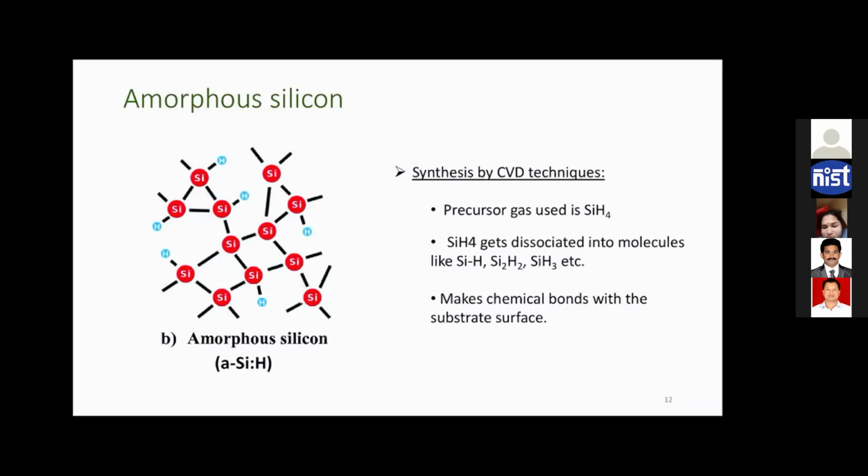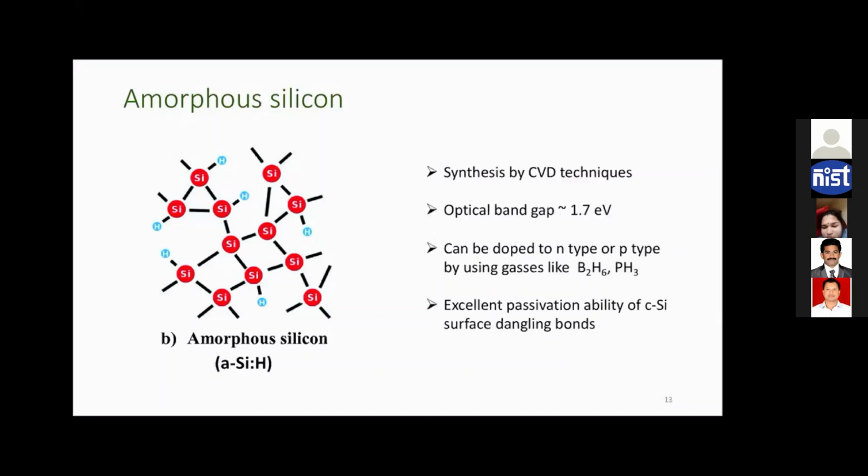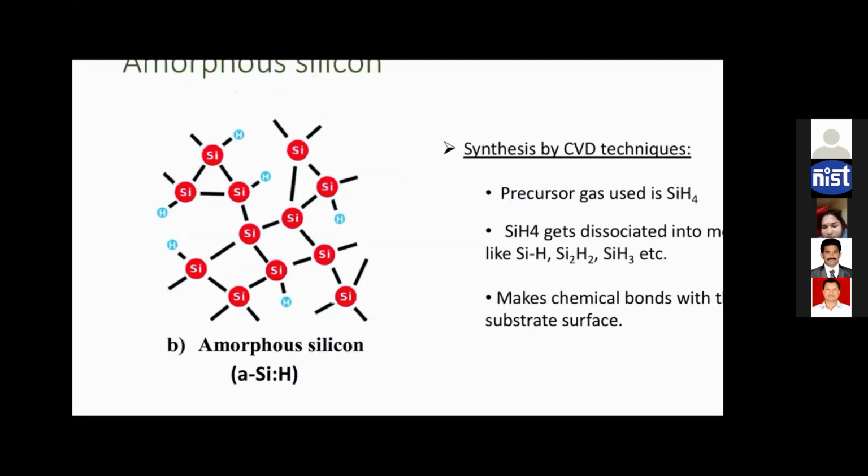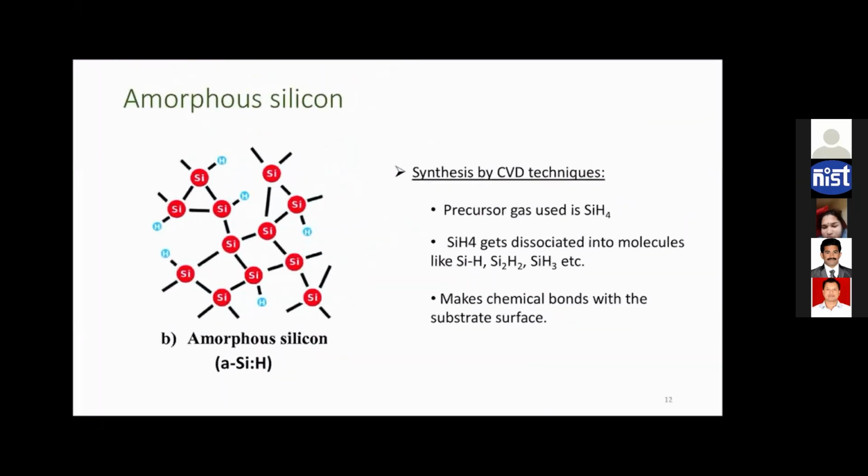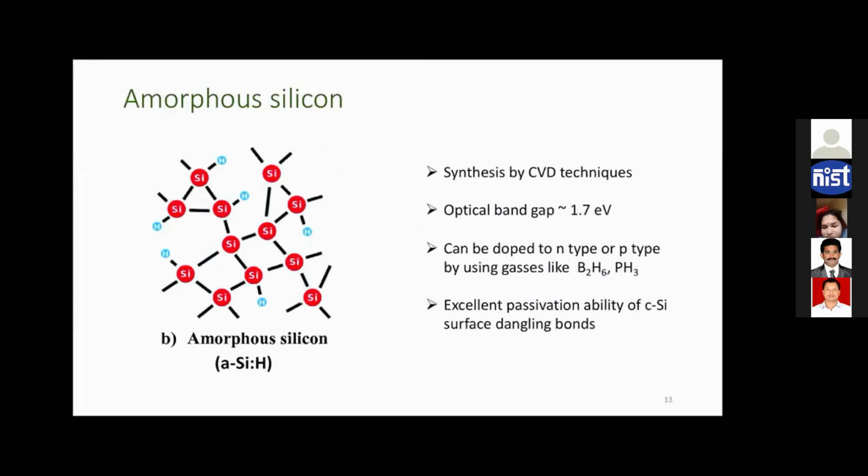So you see, this amorphous silicon material is not only interesting for its application in heterojunction solar cell. It can also be used to make thin film solar cells. Now, what are the other properties of this amorphous silicon? It has an optical band gap of around 1.7 electron volt. It is quite high compared to its crystalline counterpart. In crystalline silicon, you have a band gap of around 1.2.